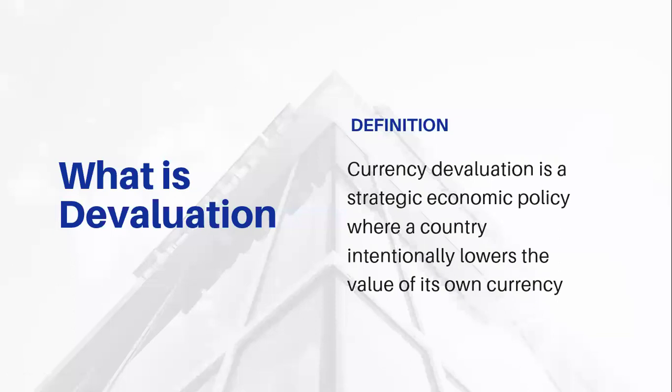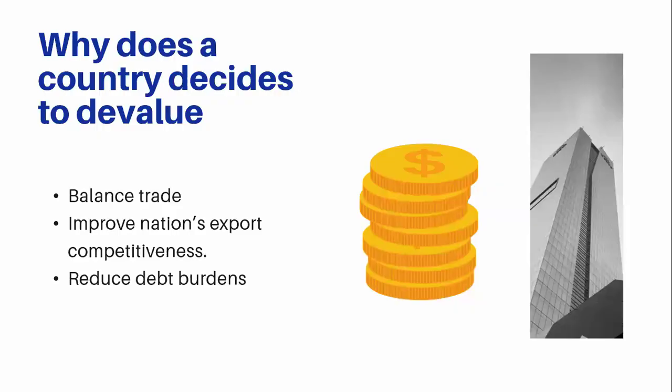Let's start with devaluation. Devaluation is a strategic economic policy where a country intentionally lowers the value of its own currency. Let us understand why a country would ever try to devalue its own currency. Number one, to improve the trade balance. Number two, to improve the nation's export competitiveness and also to reduce debt burdens. A country would always try to devalue its currency.